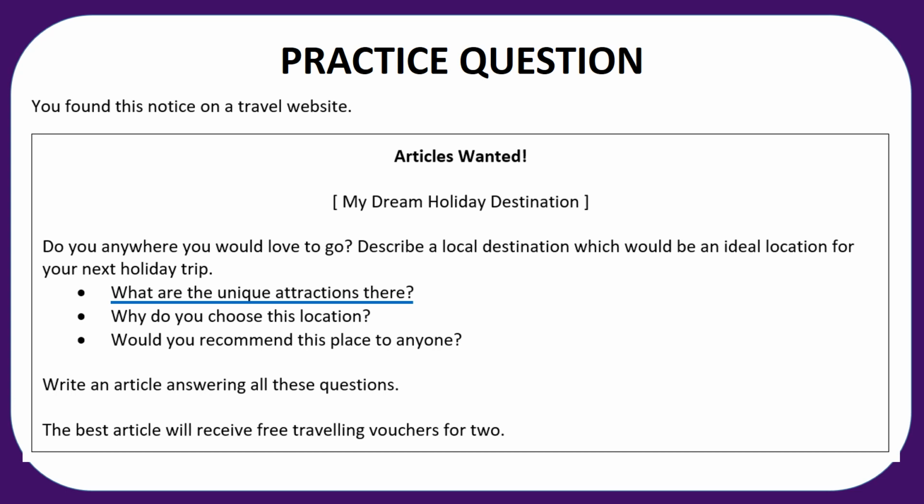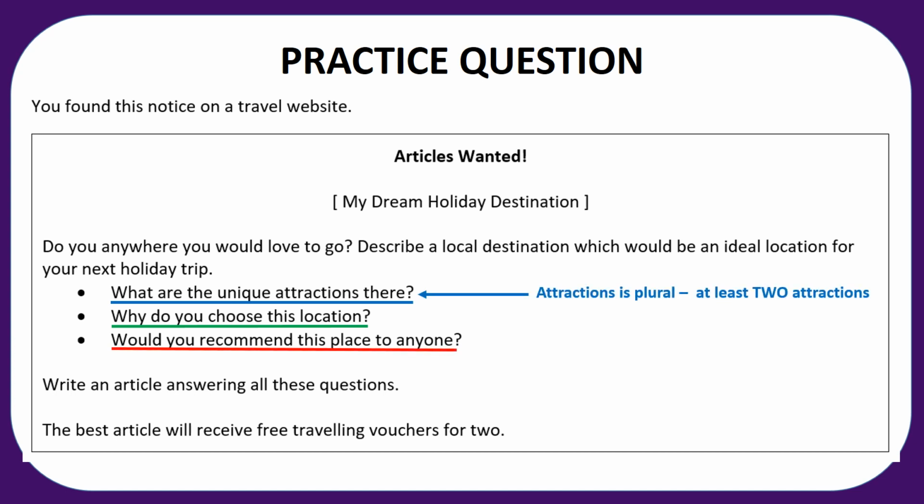And then we have 3 bullets there. What are the unique attractions there? Why do you choose this location? Would you recommend this place to anyone? So remember, the bullets are our points for contents. And then the others are just instruction. Write an article answering all these questions. The best article will receive free traveling vouchers for 2.